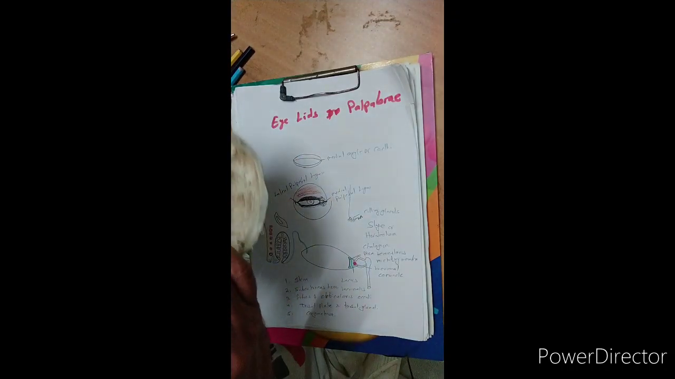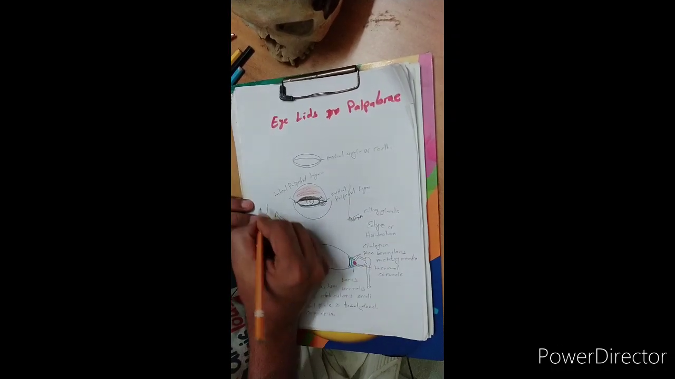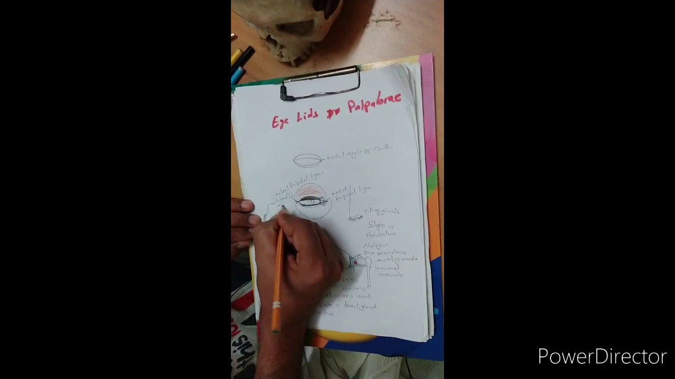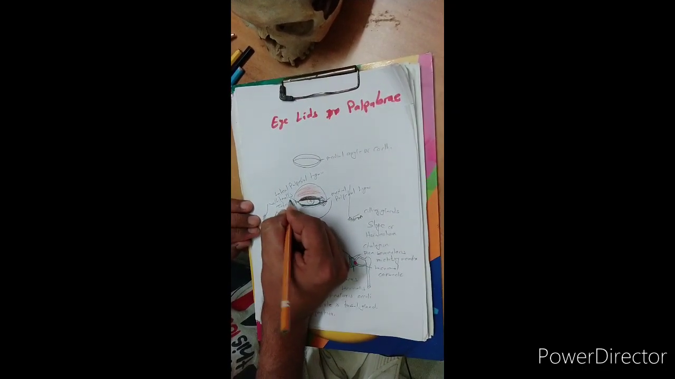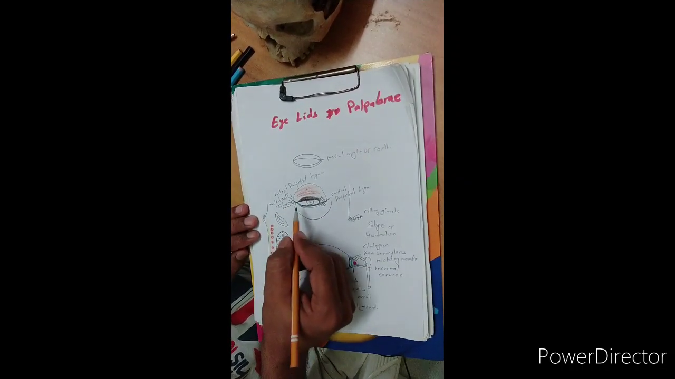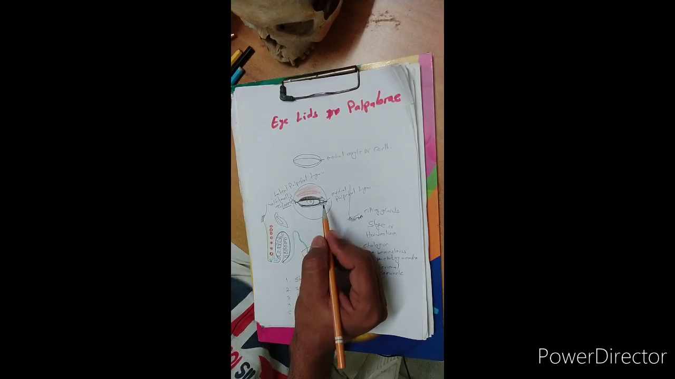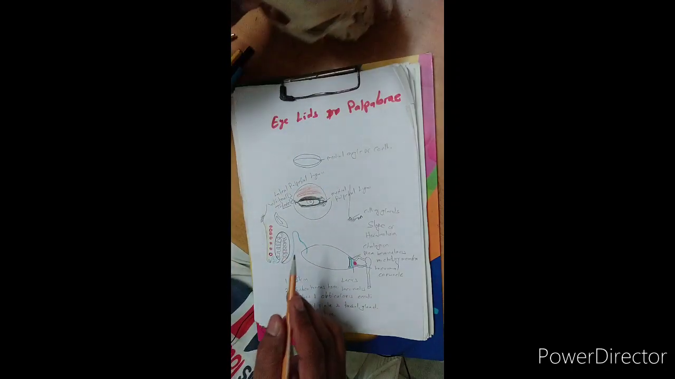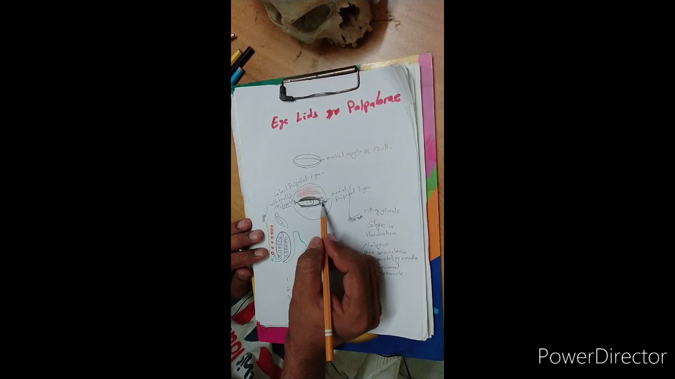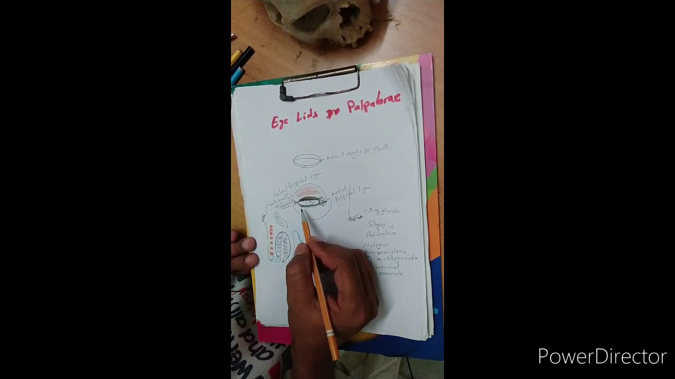Clear? Or the tubercle on the zygomatic bone. This is Whitnall's tubercle at the lateral side. So the lateral palpebral ligament attaches at Whitnall's tubercle, and the medial palpebral ligament attaches at the tubercle on the lacrimal bone. In this fashion, both tarsal plates are connected to each other on the medial side and the lateral side.